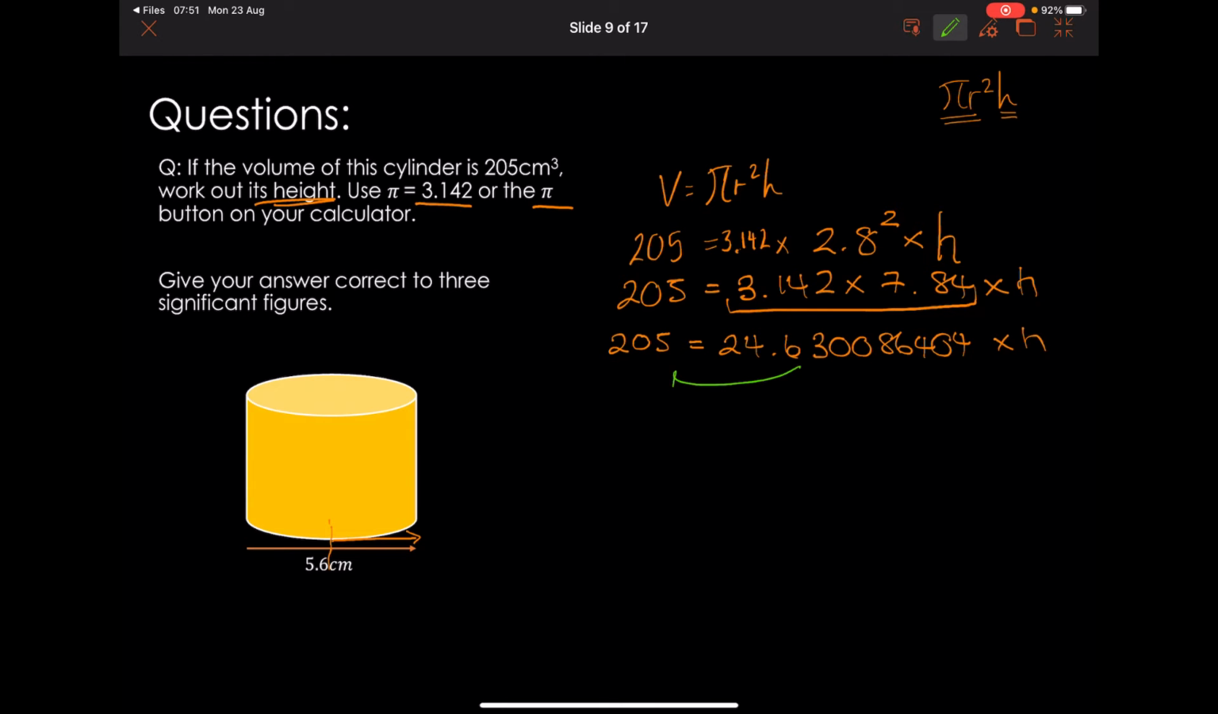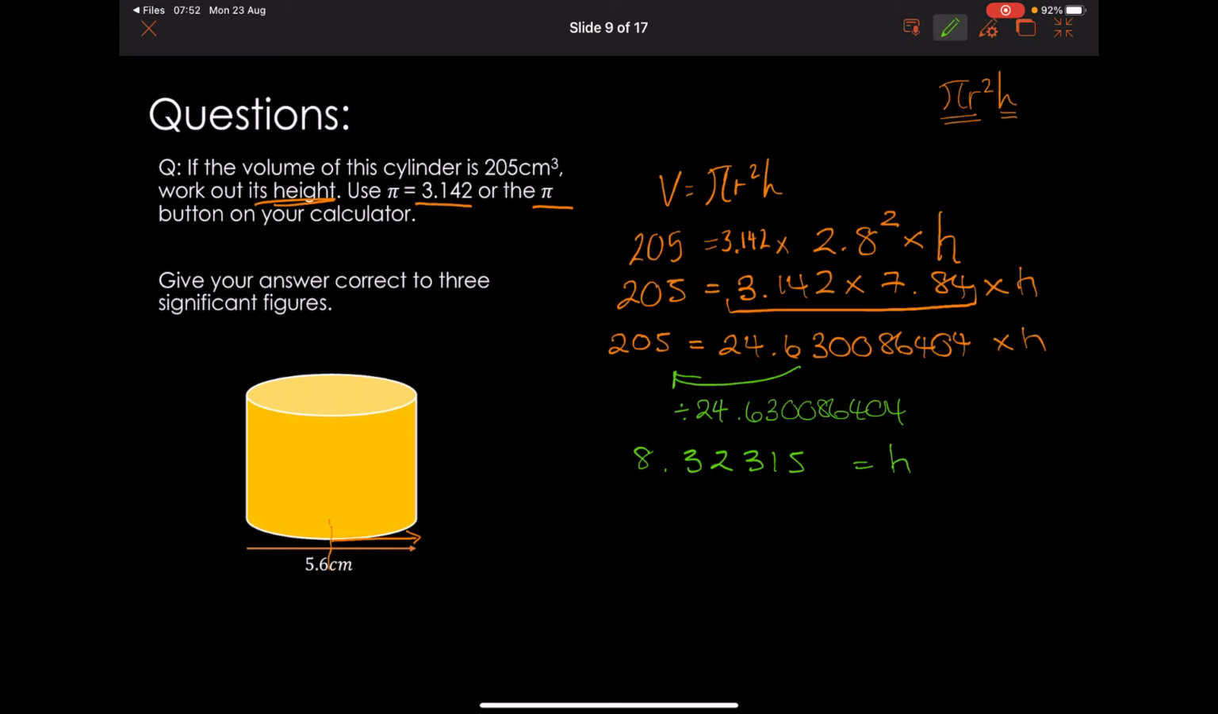So if I actually reverse that calculation now, I've got an equation, remember. So I'm going to reverse that calculation. I'm going to divide by 24.6300866404. And if I do that, 205 divided by, now it depends how you want to keep this on your calculator, but it's better to use a longer number. I'll show you another way in a minute. And that gives me 8.32315. So that's telling me that that's h.